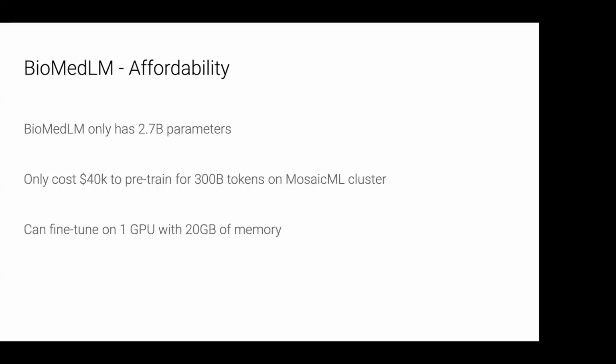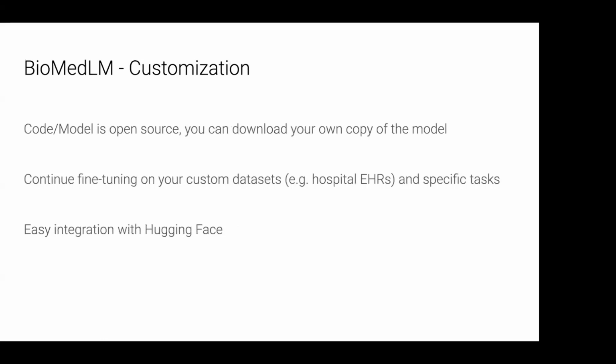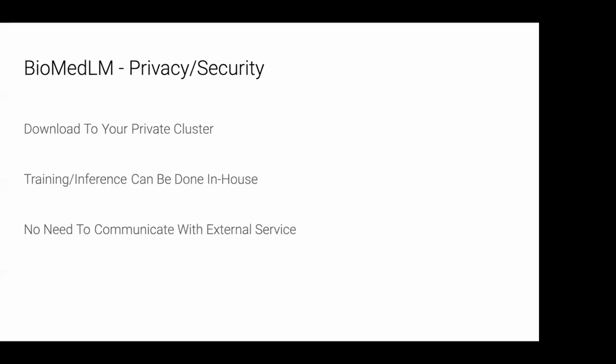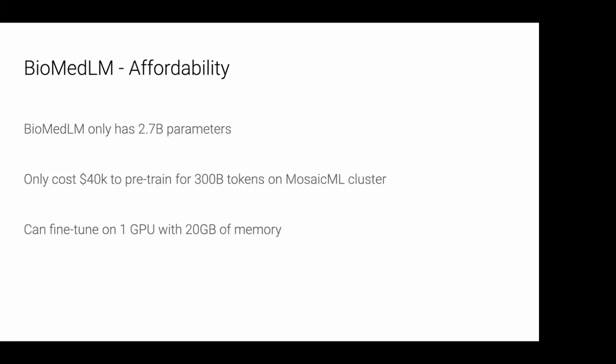And I think it's an affordable option for people. It's only 2.7 billion parameters, so it's cheaper to run the inference and the training. Compared to the millions of dollars that the models you hear about in the news cost, this only cost about 40,000 dollars on the MosaicML cluster. And I was able to fine tune this on some tasks on just one GPU with 20 gigabytes of memory. So those are the 3 key selling points: you can customize it, it can be good for your privacy and security since you can keep it on your internal cluster, and it can be an affordable option for people.